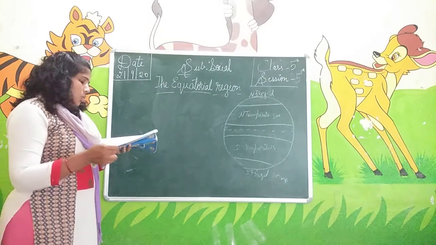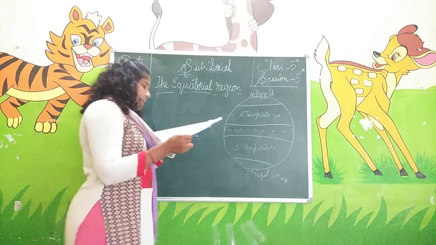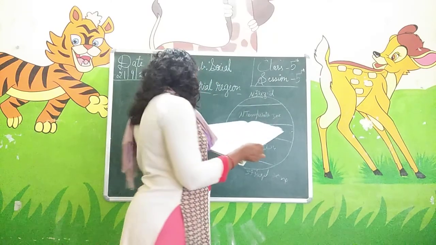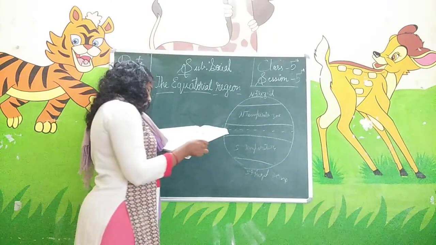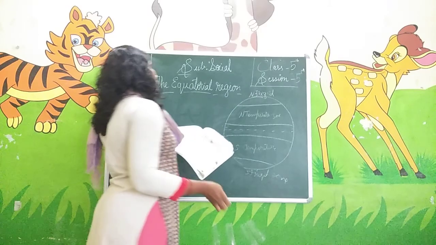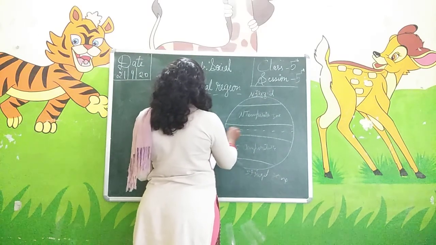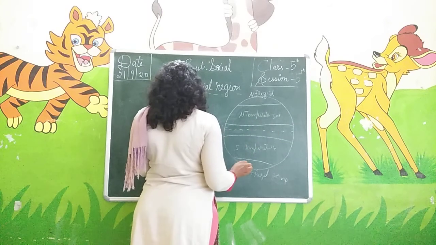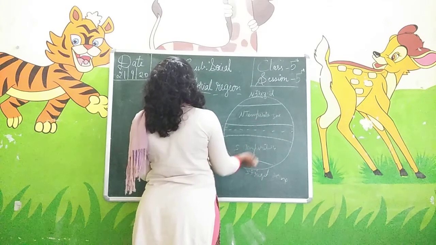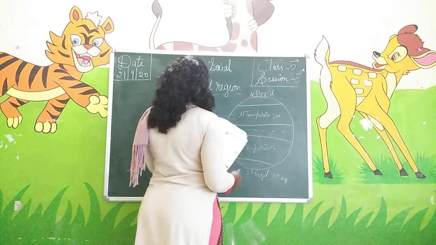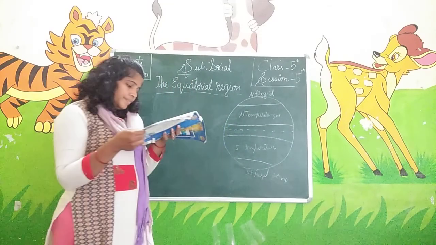In this torrid zone, the climate is hot and wet throughout the year. The region is found on both sides of the equator. It lies between the Tropic of Cancer and Tropic of Capricorn. This torrid zone will come above and below the equator, between the Tropic of Cancer and the Tropic of Capricorn. Middle will be the equator.